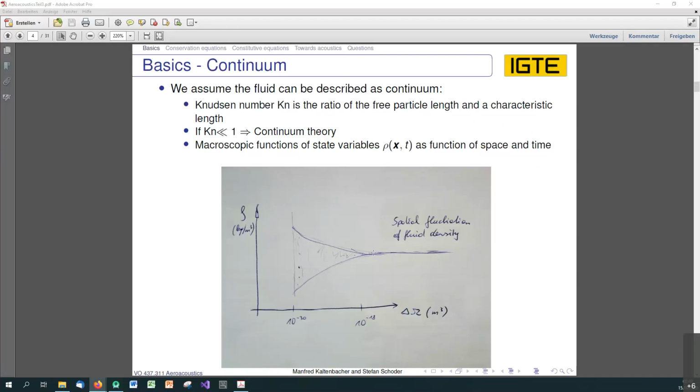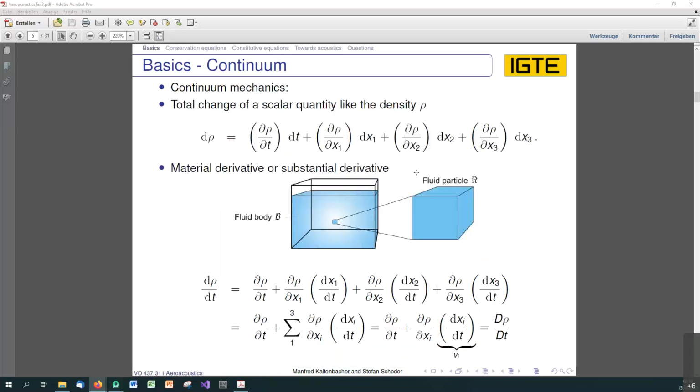Was this understandable? Okay, so the short message is that we apply continuum theory, and then for state variables like density, velocity, forces and other quantities, we can use macroscopic functions. Okay.